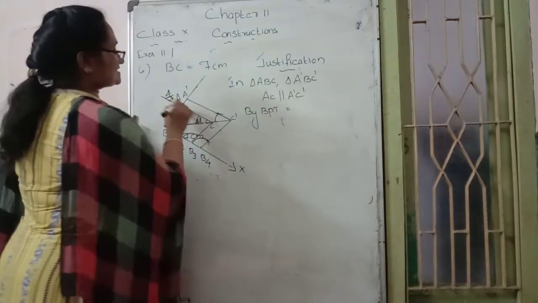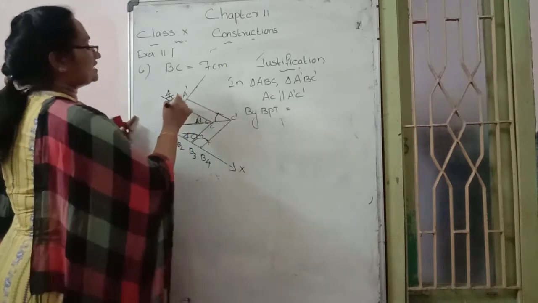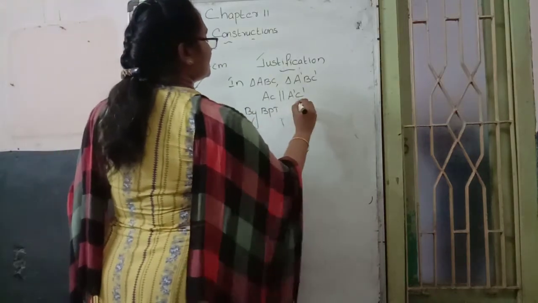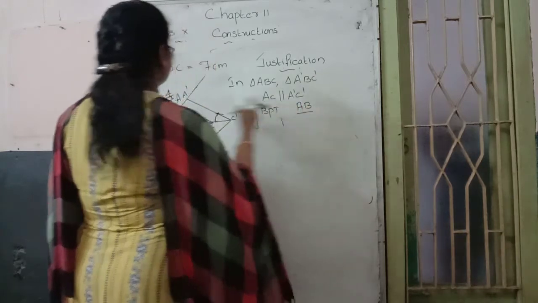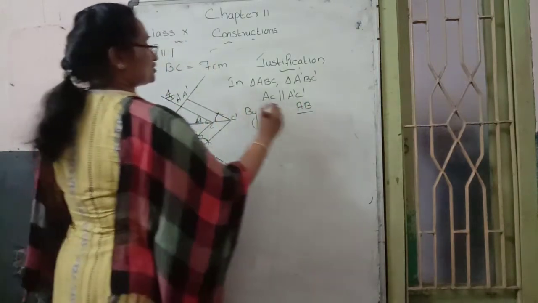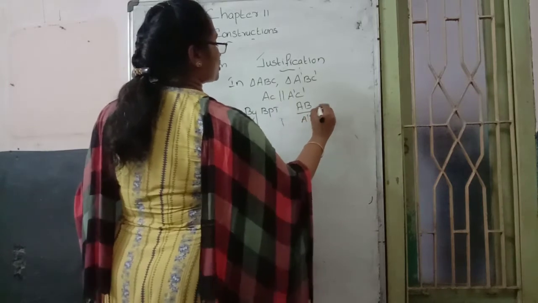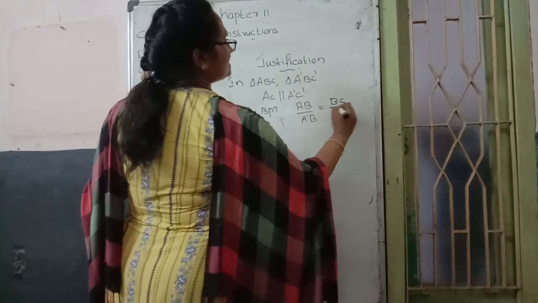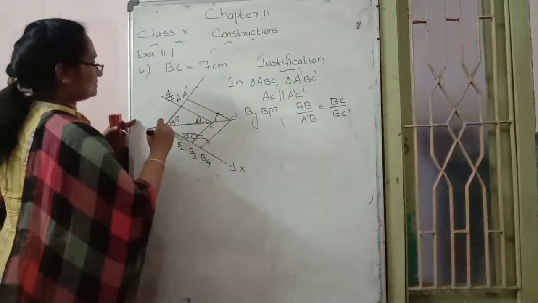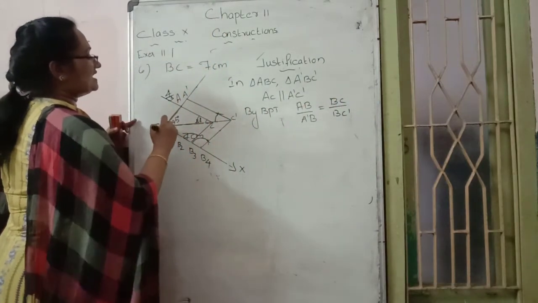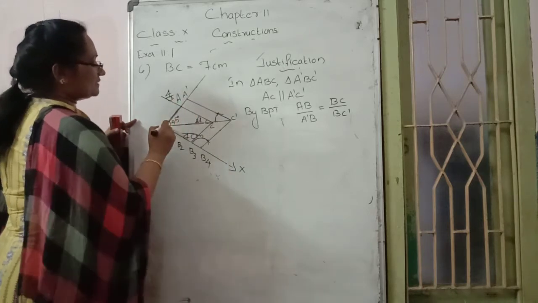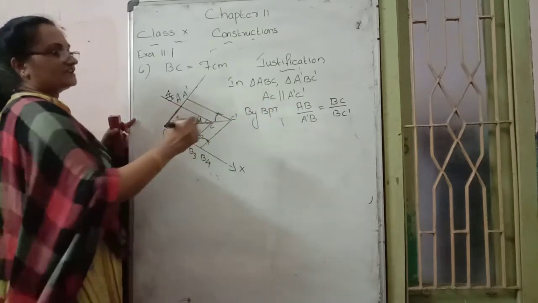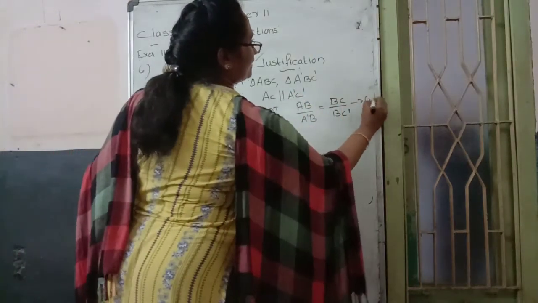By the BPT theorem, AC and A dash C dash make the same ratio. That's why AB by A dash B ratio is equal to BC by BC dash. AB by A dash B equals BC by BC dash. Mark it as equation 1.